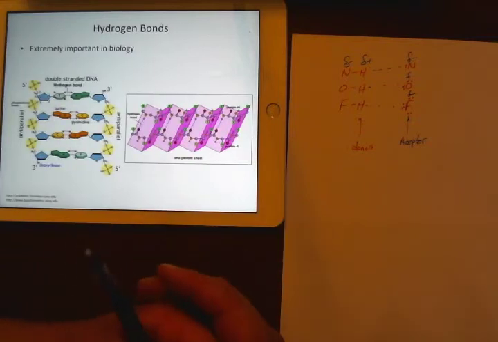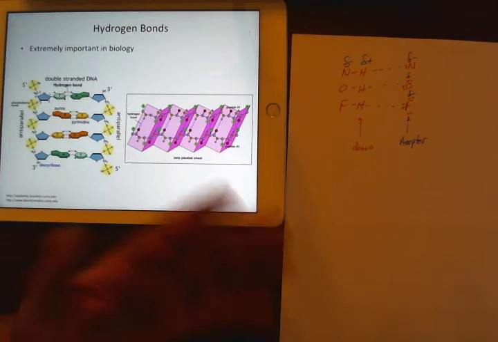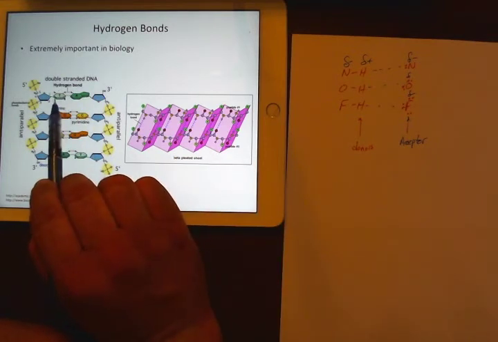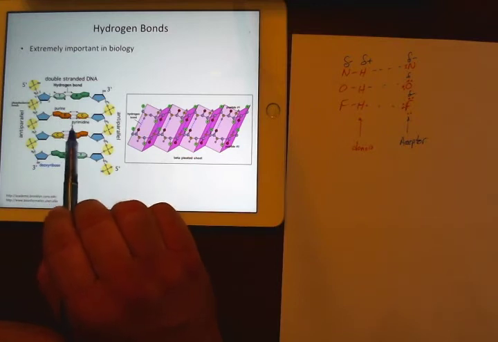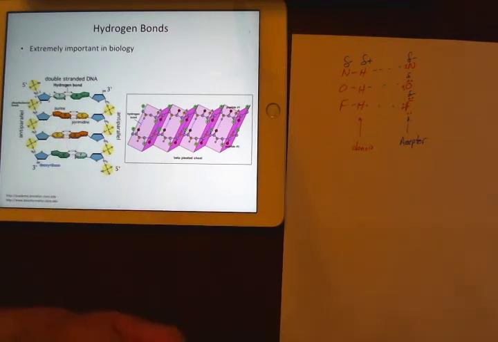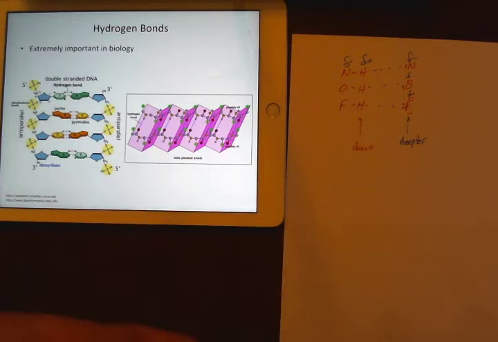But it's incredibly important in biology. It's what holds the strands of DNA together. Between A and T you're going to have two interactions, and in G and C you're going to have three hydrogen bonding interactions. If you've got 1 million base pairs, assuming equal AT and GC content, you're talking about 2.5 million hydrogen bonds. Even though they're fairly weak, with 2.5 million of them it's going to be pretty strong to hold those things together.